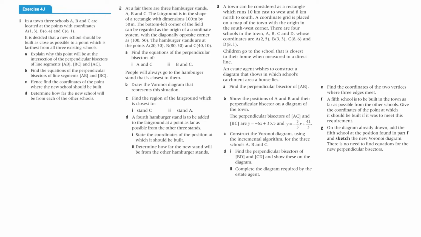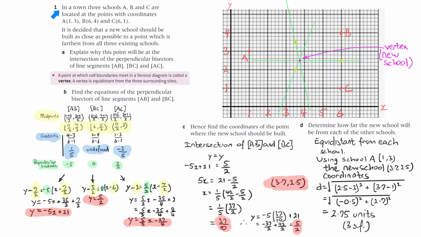Let's have a look at exercise 4J. This is in the IB Maths Oxford book, Applications and Interpretation, standard level. 1. In a town, 3 schools, A, B and C, are located at the points with these coordinates. It is decided that a new school should be built as close as possible to a point which is farthest from all 3 existing schools.